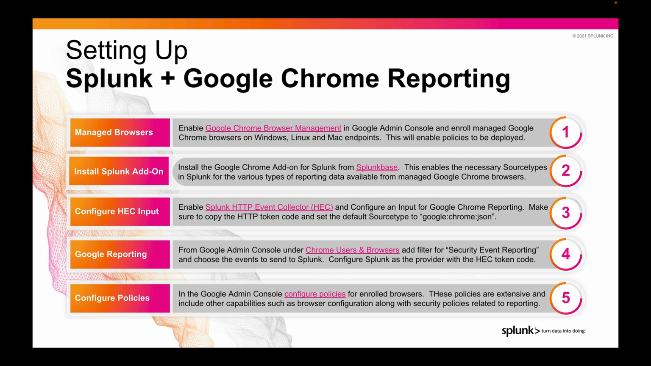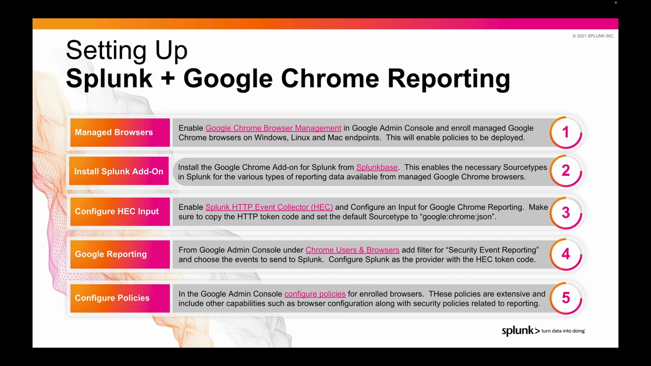And obviously, at this point we configure Splunk as the provider, where we input the HTTP event collector, or HEC, token code, which is used to authenticate the Google log source with the Splunk HTTP event collector. And then finally, the last step is to configure the policies for your managed Google Chrome browsers. That enables you to, as I mentioned before, configure a whole range of browser settings and customize browsers, and then also configure the type of data that you want to enable for reporting or analysis in Splunk.